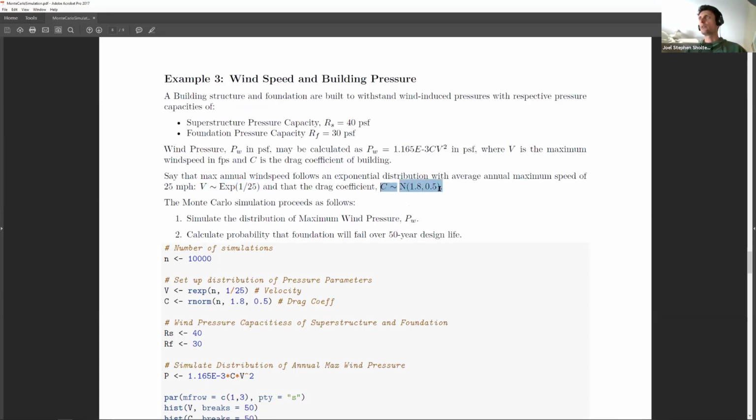And then our drag coefficient, because buildings are maybe not perfect cylinders or whatever, is uncertain, and it follows a normal distribution with a mean of 1.8 and a standard deviation of 0.5. Okay, so just as before, we'll simulate the value of wind pressure.